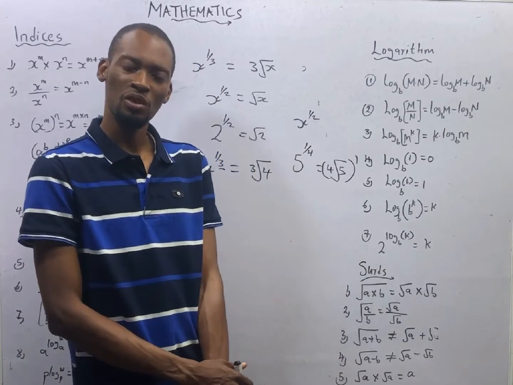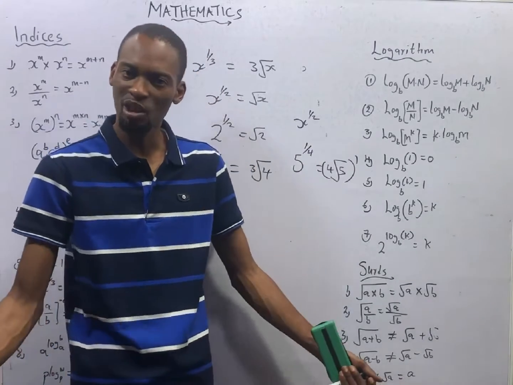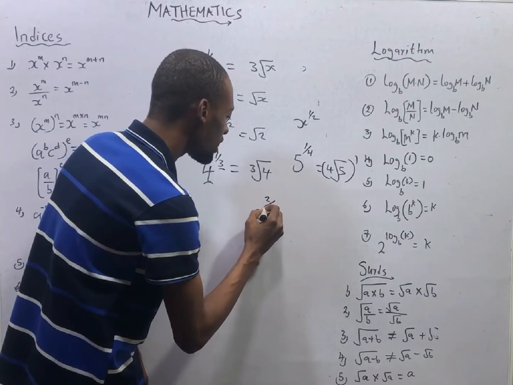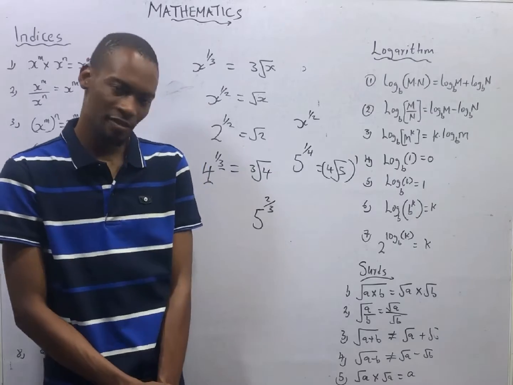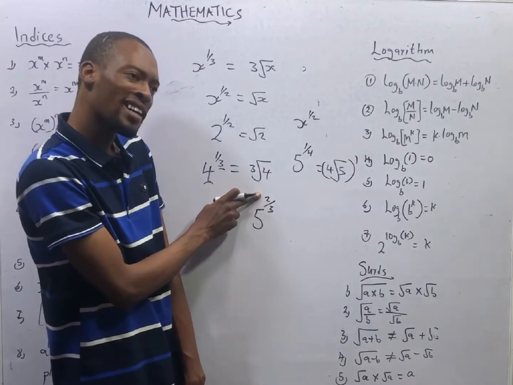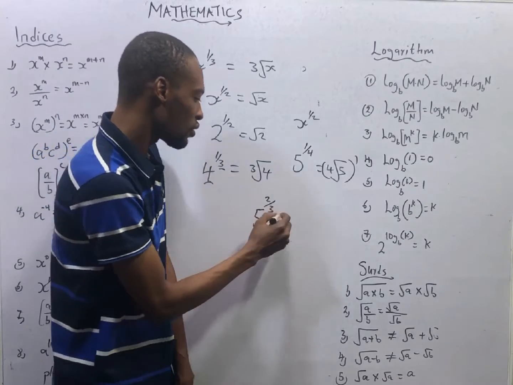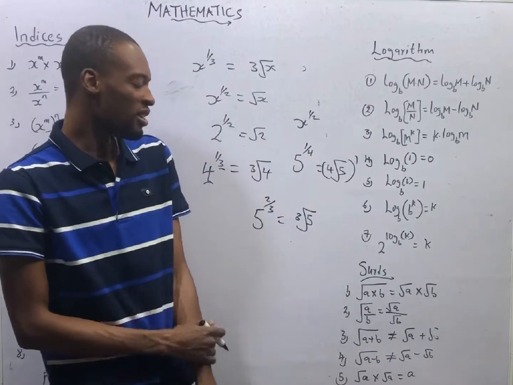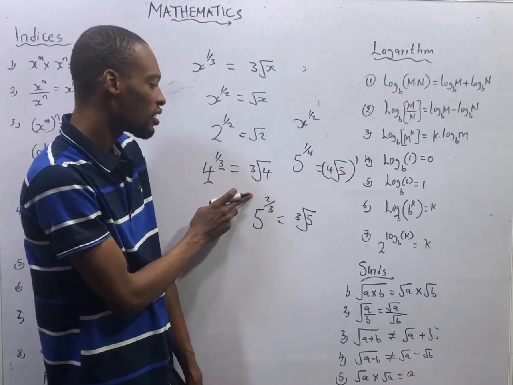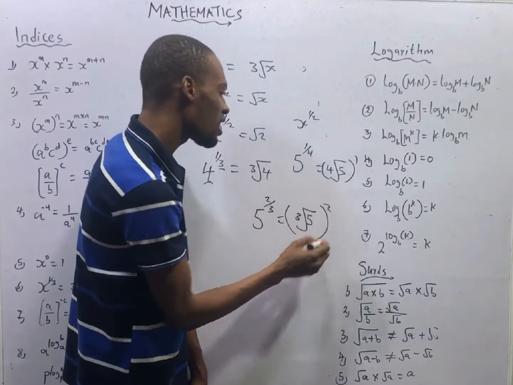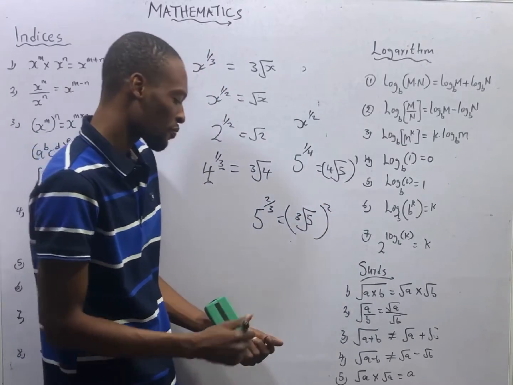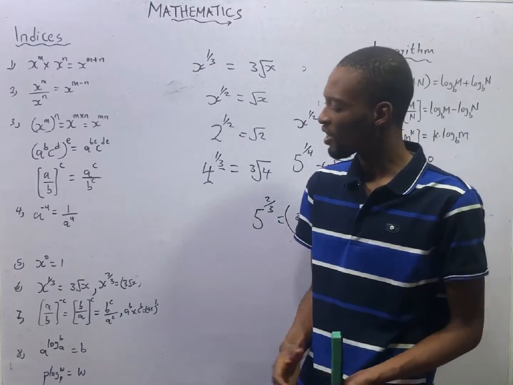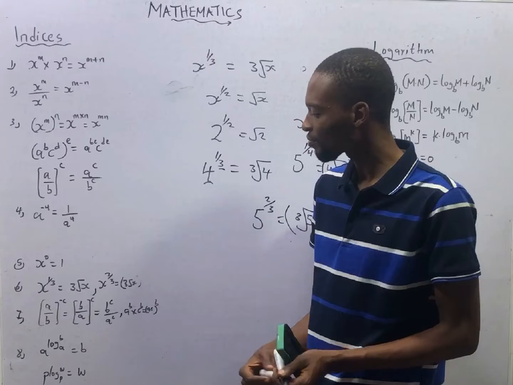This brings us to a situation where we need to answer this one. How about you have 5 raised to the power of 2 over 3? How do you answer this? If it were 1 over 3, we will say cube root of 5, right? But since this number is not 1, it is 2, this becomes squared. Everything raised to the power of 2. These are basic laws you should know and you should be able to work with.